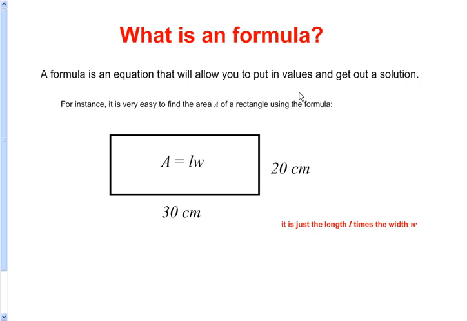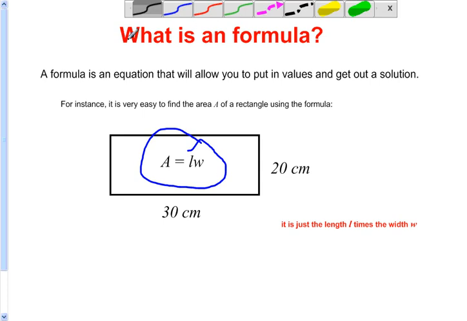We're going to look at it with a series of examples here, and the first formula we're going to look at is finding the area of a rectangle. The formula for finding the area of a rectangle will usually be given to you, so our area formula is length times width. How do we use that formula?